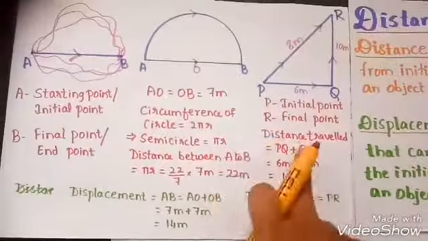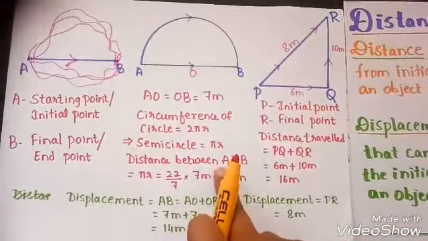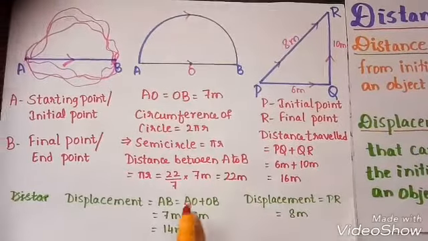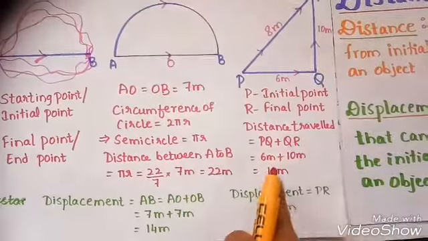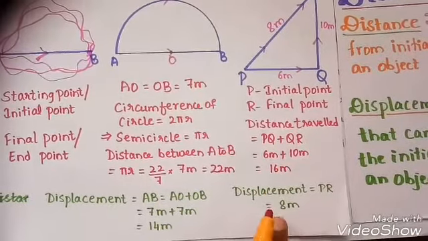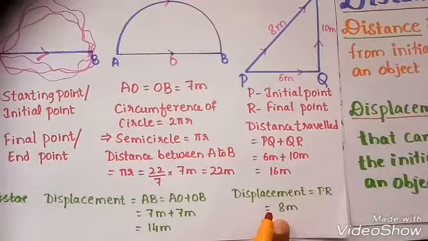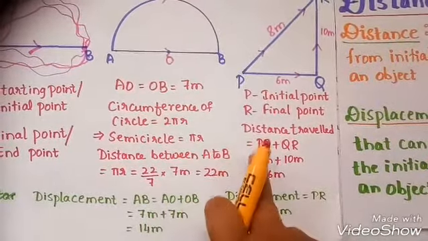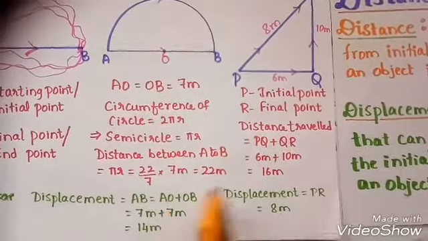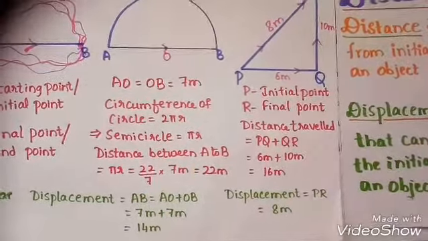So in these 2 examples if you observe here, distance is 22 meters, whereas displacement you are getting it as 14 meters. And in this example, if you observe, distance is 16 meters and displacement is 8 meters. So from this, what do we understand? That distance is the longest path and displacement is the shortest path.